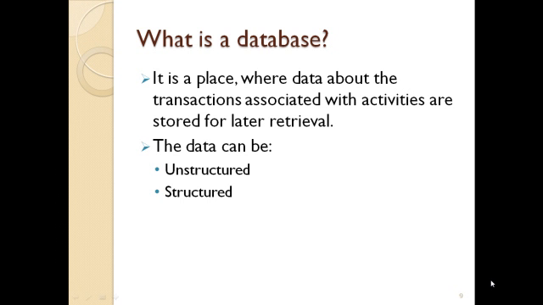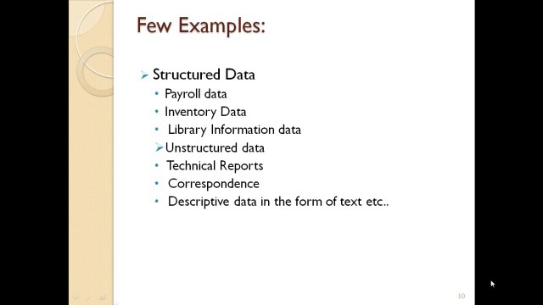Next, we'll see what is database. It's a place where we are able to store and retrieve the data. We can classify the data into two different ways, that is unstructured data and structured data. We can see a few examples of structured data, that is payroll data, inventory data, library information data, which are called structured data. Next, unstructured data: any technical reports, correspondence as well as the descriptive data in the form of text is called unstructured data.